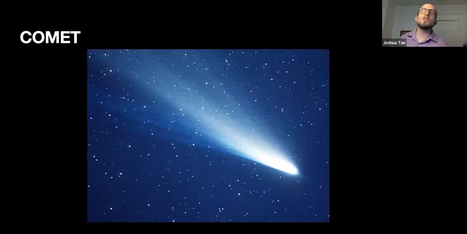This is perhaps the most famous comet, Halley's Comet. It comes around every 76 years or so. The last time was in 1986. So you can do the math and try to decide whether you're going to be able to see it when it comes around again.